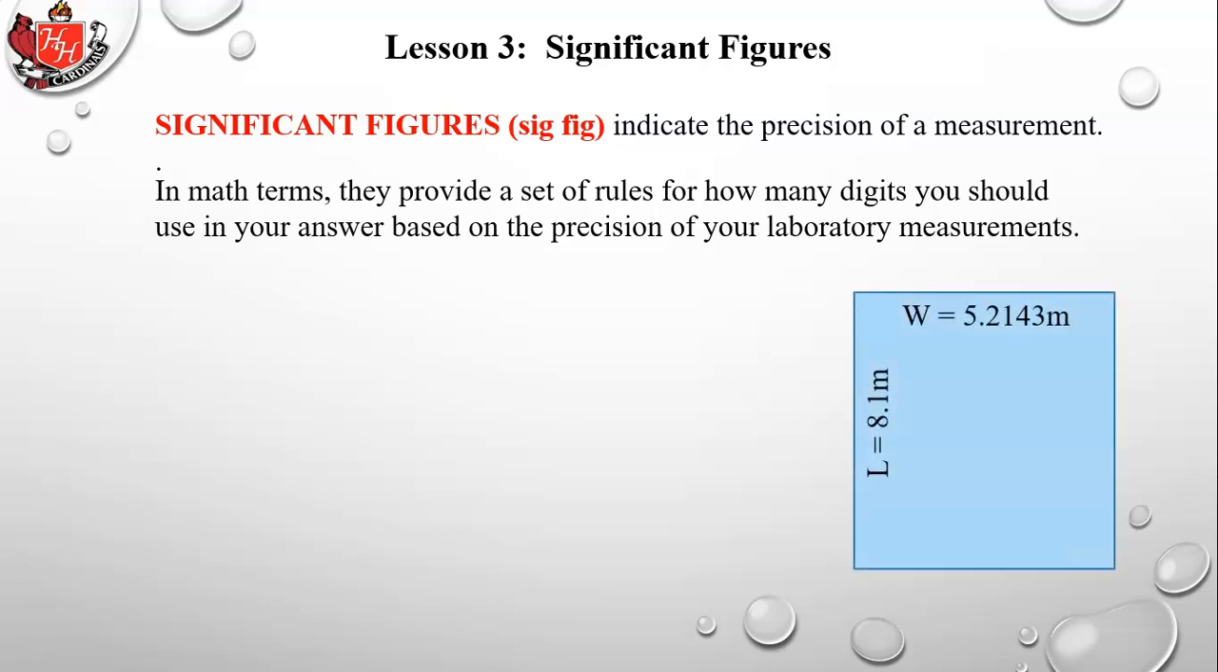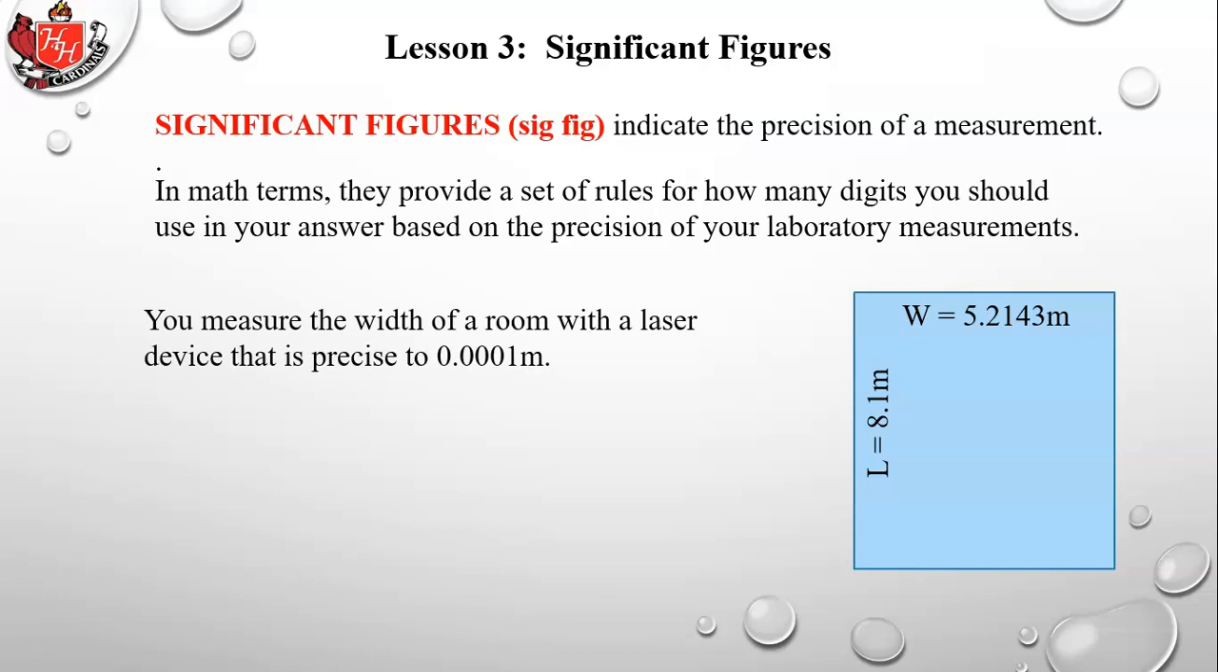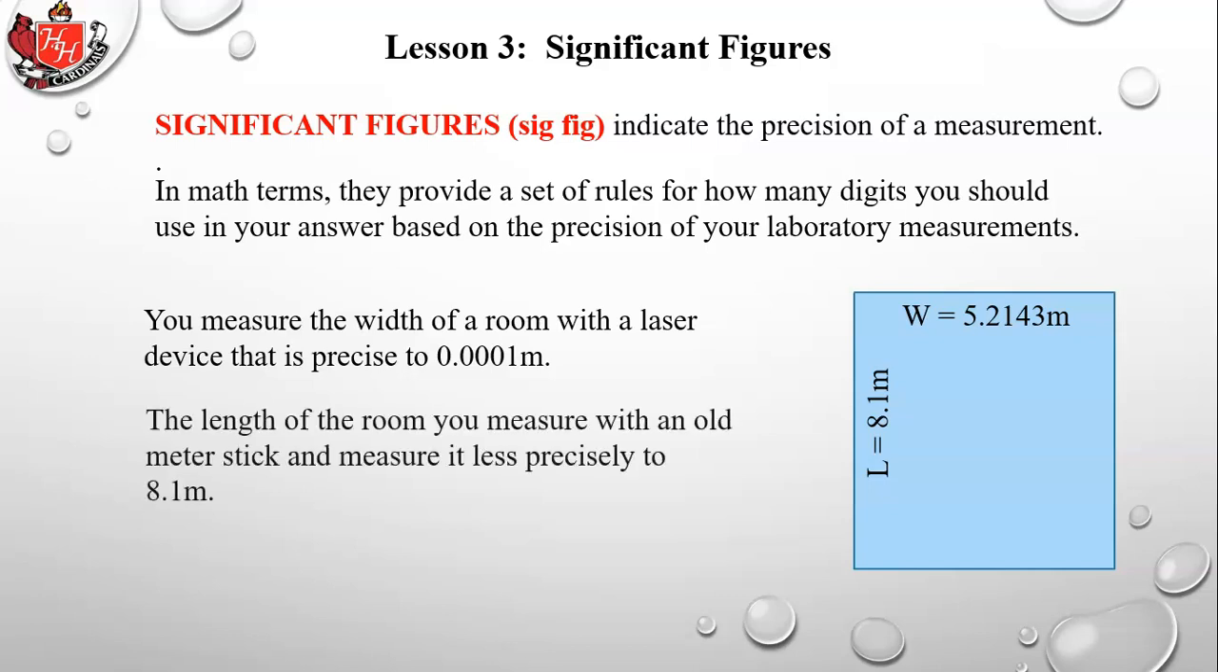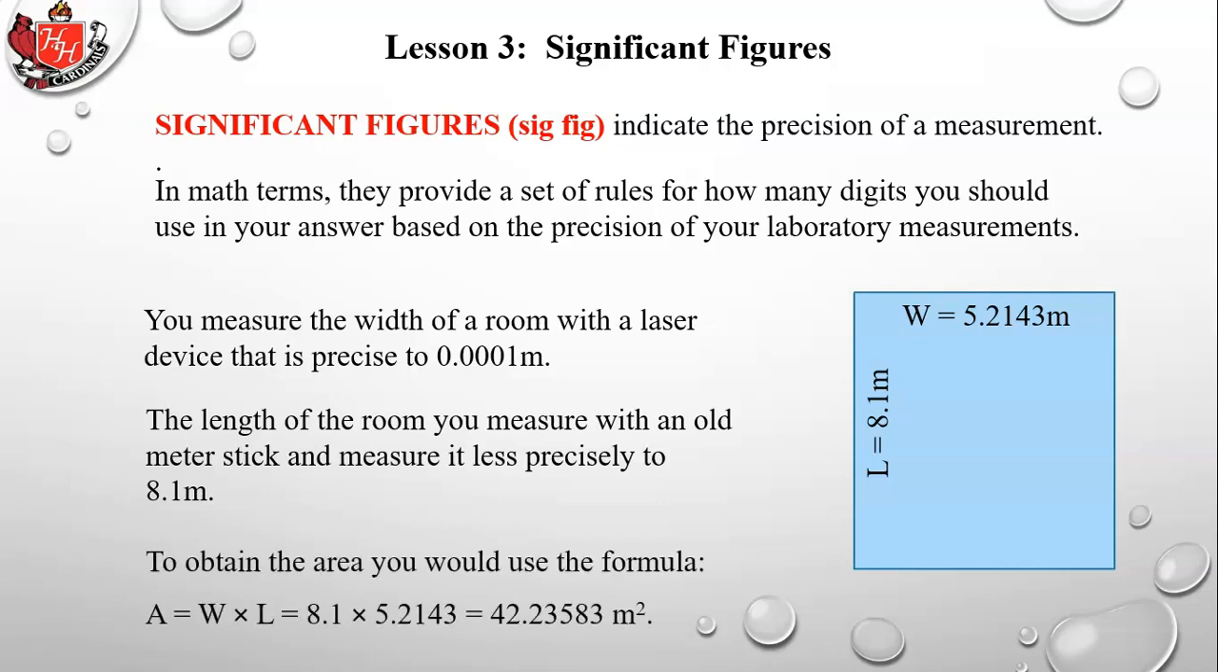So let's take an example here. Let's say that's the floor of a room, and you're measuring it. So you measure the width of the room with a laser device that's very precise to 1/10,000th of a meter. So that's the number 5.2143, a very precise measurement. The length of the room you measure with an old meter stick, and it's less precise, and you just measure that to 8.1 meters.